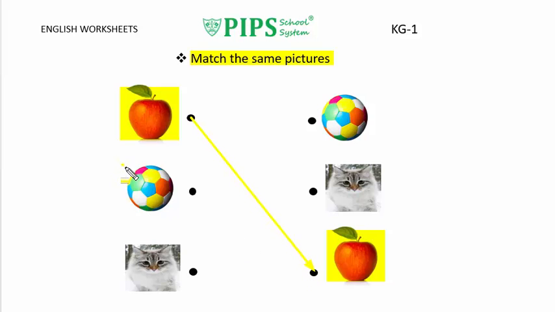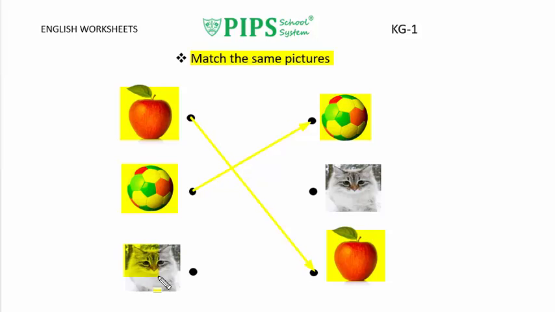The second picture is ball. This is a ball. Let's see where is the second picture of ball. Here is the second picture of ball which is similar to it. Now we will match the ball with the same picture like this.